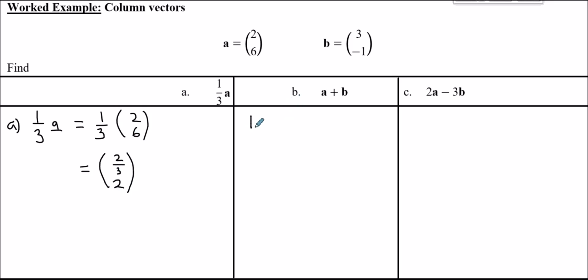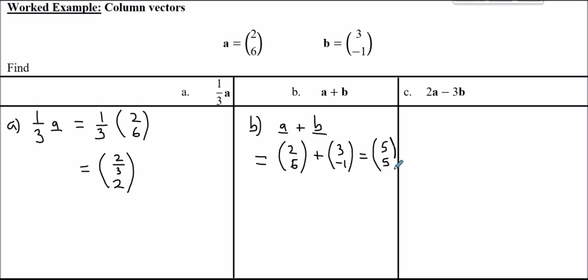For part B, the vector A plus B is the column vector 2, 6, plus the column vector 3, minus 1. So we add the tops, so 2 plus 3 is 5. That's meant to be a 6, looks like a B. 6 plus minus 1, again, is 5. And that's it for part B.